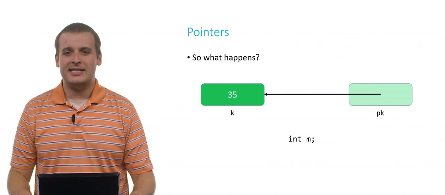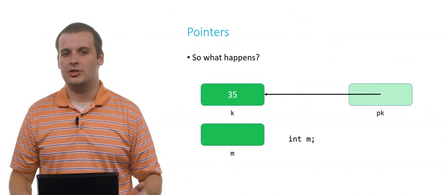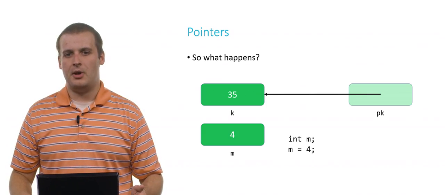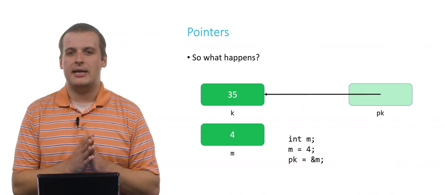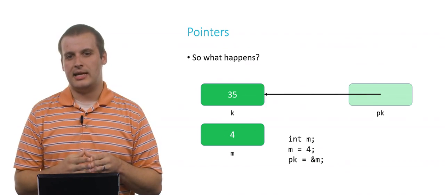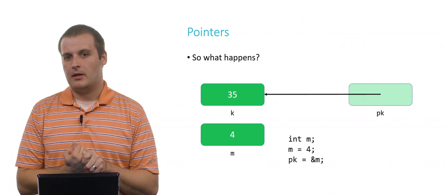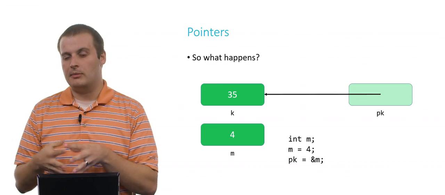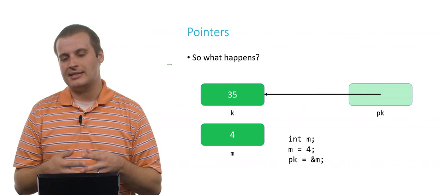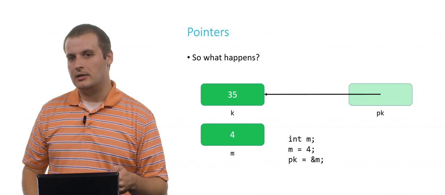One more. If I say int m, I create a new variable called m, a new box. It's a green box because it's going to hold an integer, and it's labeled m. If I say m equals 4, I put an integer into that box. If I say pk equals ampersand m, how does this diagram change? Pk equals ampersand m. Do you recall what the ampersand operator does or is called? Remember that ampersand, some variable name, is the address of a variable name. So what we're saying is pk gets the address of m. And so effectively what happens in the diagram is that pk no longer points to k, but points to m.